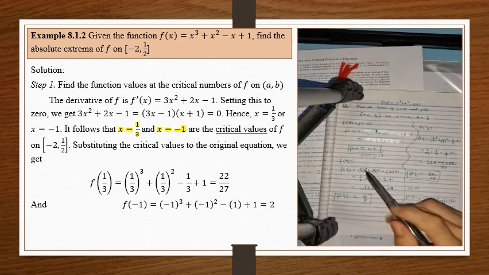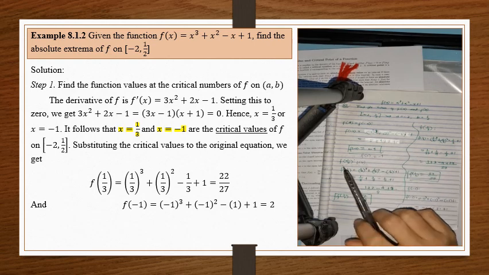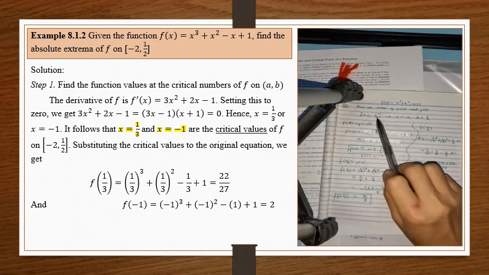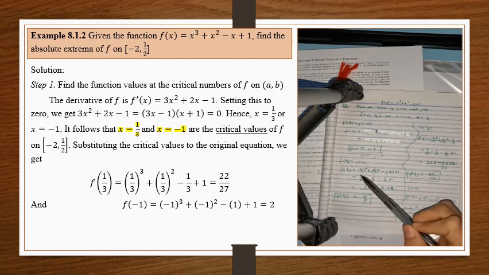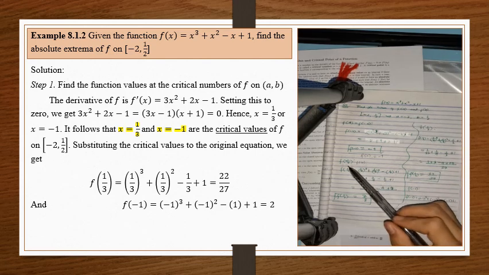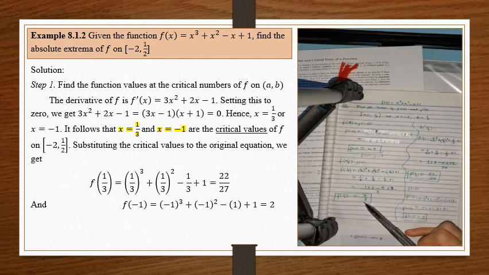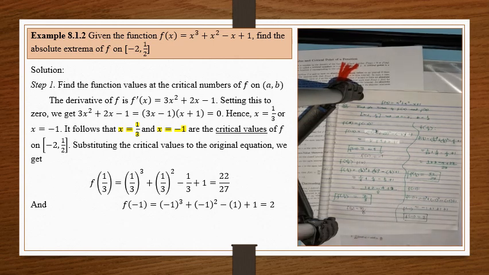Okay, the next one is the f of b. Ito yung f of b natin, si positive 1 half. Galing si 1 half sa interval ha. Okay, so parehas pa rin ng process, substitute natin doon sa original na function. So, we have 1 half cubed plus 1 half squared minus 1 half plus 1. Okay, so palitan lang lahat ng variables ng x dito ng 1 half. So, we obtain 7 over 8. So, therefore, ang f of b natin is equal to 7 over 8.